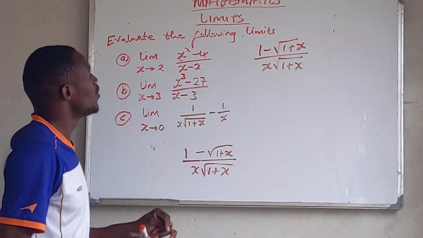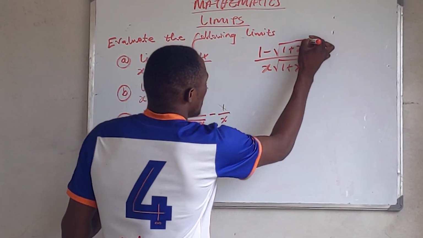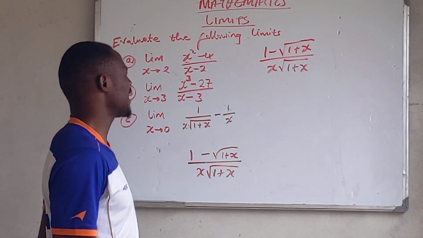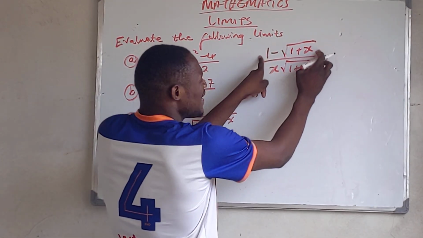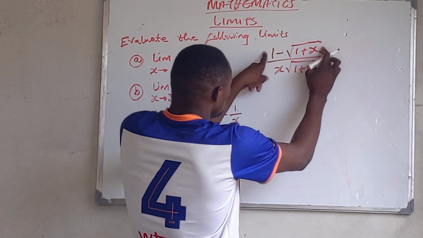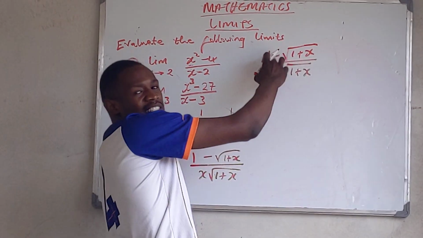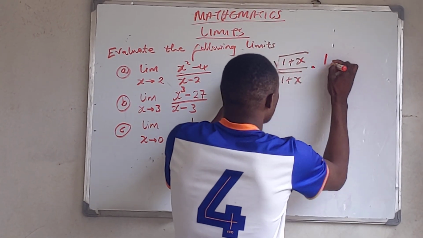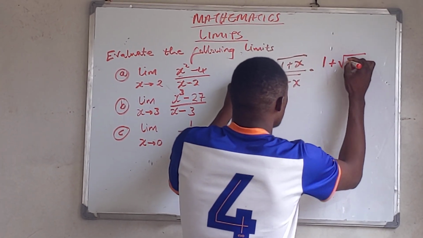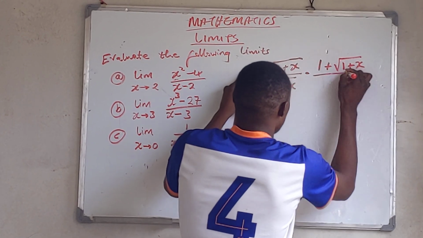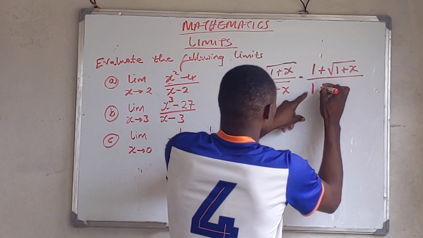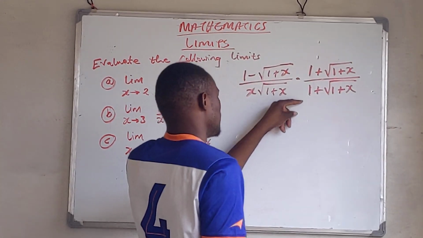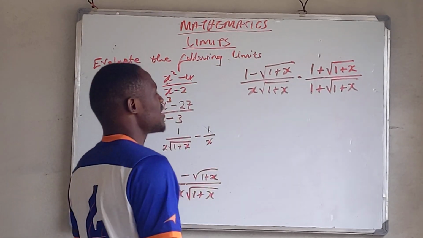Okay, so we are going to look for the conjugate of the numerator. Now, what is the conjugate of the numerator? It is this exactly, the value where we have a plus between here. So, we'll say multiplied by 1 plus the root of 1 plus x divided by 1 plus the root of 1 plus x. Now, this one is just the same as 1.